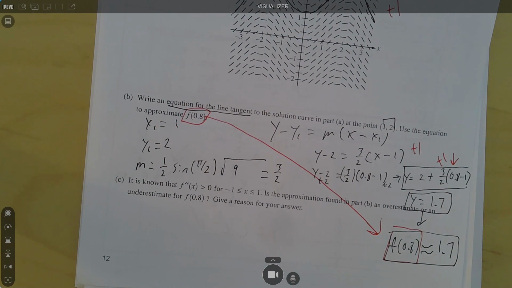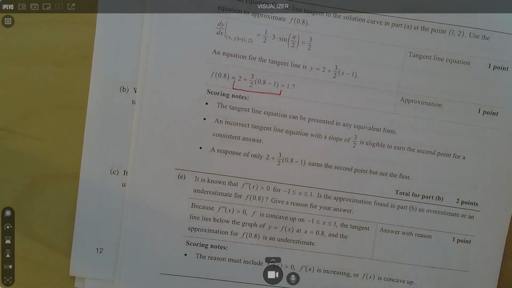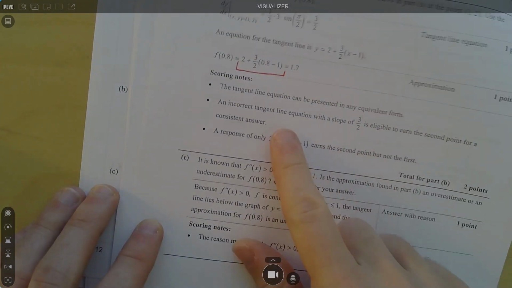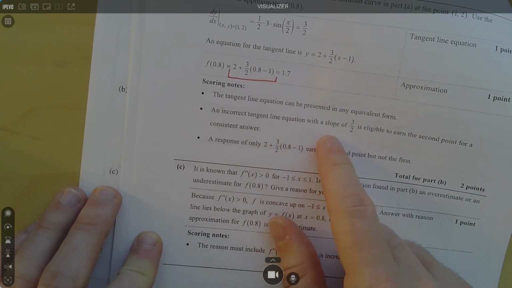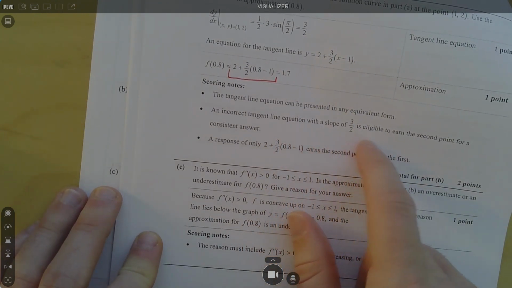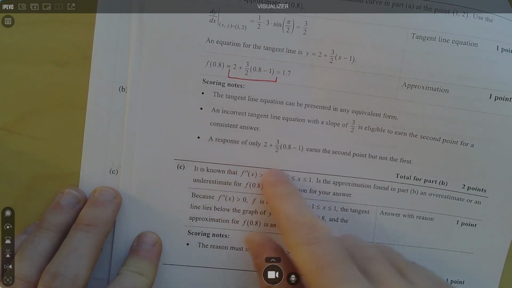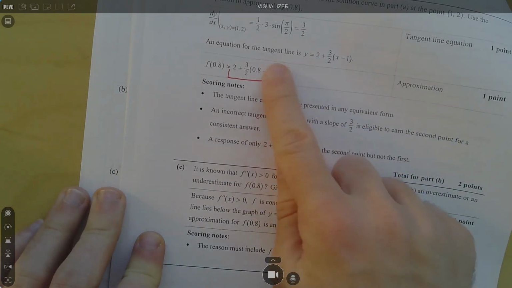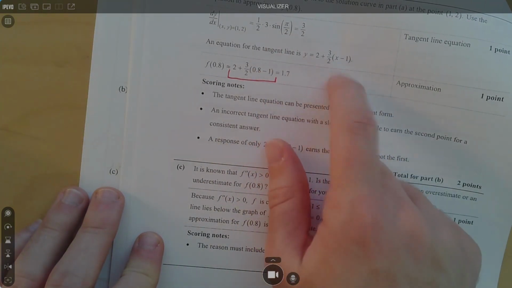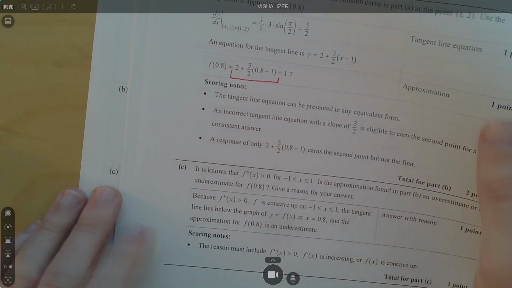Okay. Let's go back here. So tangent line can be represented in any form. This is not relevant. And then if you only wrote this, you would only get the second point for the approximation. You have to write the original equation. That's what that's saying for that part.